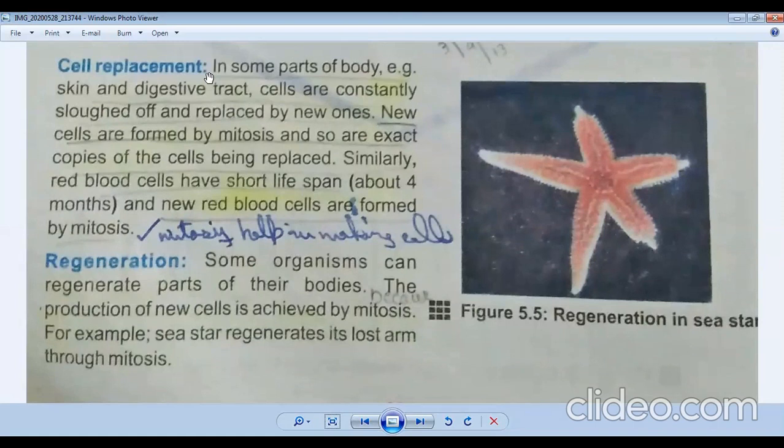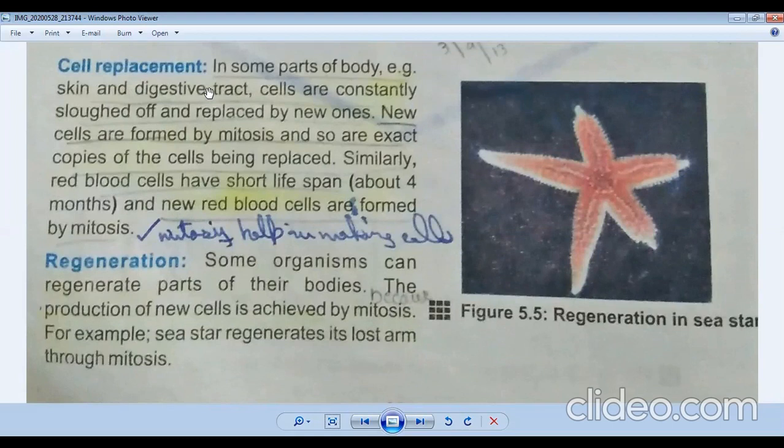If these are the tracts, the digestive tract, you all know that when we take food inside our body, it becomes part of our blood. And skin is a protective barrier of our body, because it protects the inner organs of our body, so its cells are replaced all the time and new cells take their positions every time. New cells are formed by mitosis and so are exact copies of the cell.